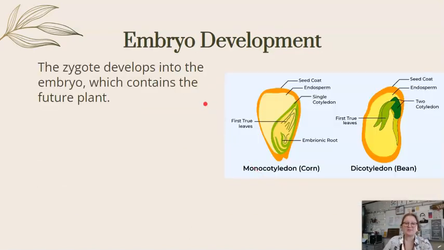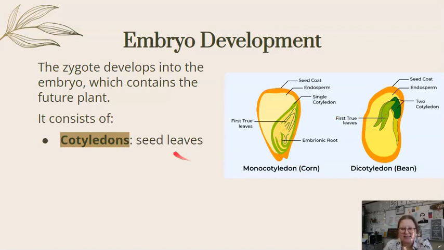So the zygote develops into an embryo, which contains the future plant. So here's the embryonic root, kind of the embryo of the plant. It consists of the cotyledons, which are the seed leaves. So a monocot only has 1. A dicot has 2. That di means 2. Cot is for cotyledon. So here, in the bean plant, here are the 2 cotyledons right there. These guys right here are the first true leaves. So a little bit different.